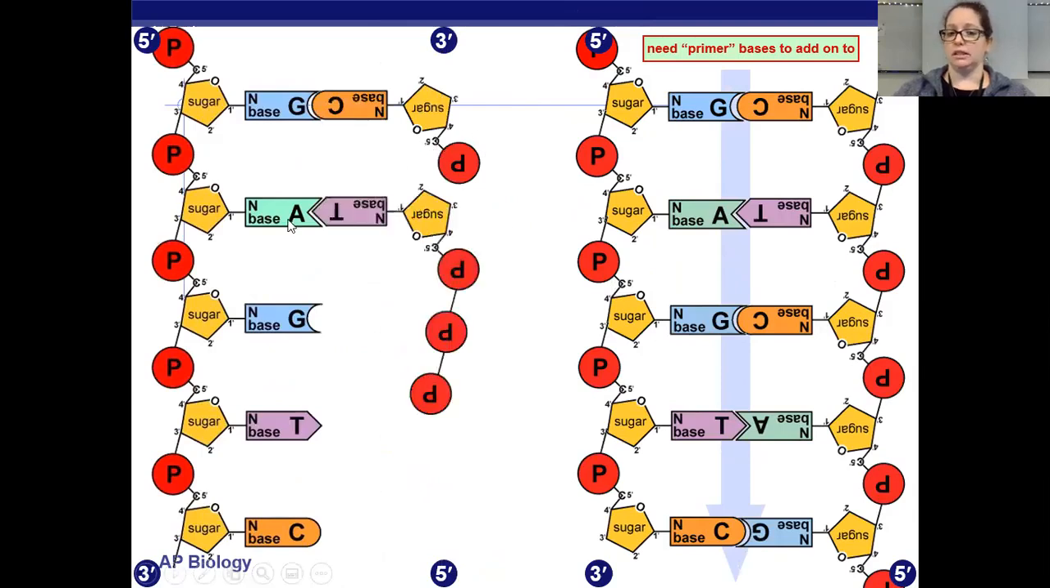Okay, so now we have our 5' carbon. There's no way to add this phosphate onto this carbon to make that bond. It doesn't work. There it is. That's what I was waiting for. Sorry. It doesn't work. So what do?